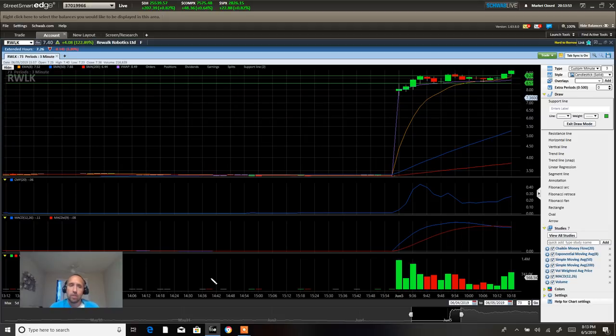We hit a couple singles, no home runs. Well, we'll have to talk about WKHS because Jay actually did hit kind of a home run with that one, so I want to go over that trade as well. So this RWLK was a quick 5% trade in the morning.